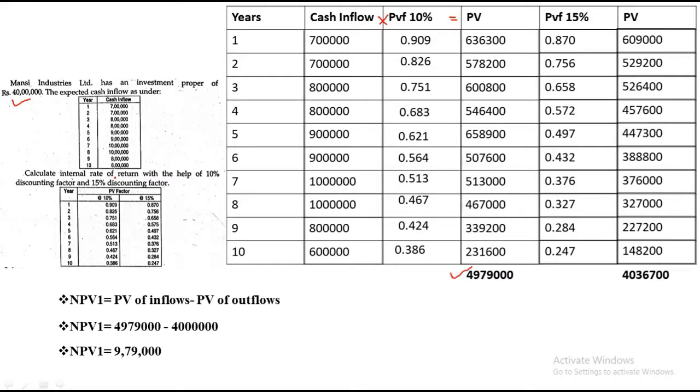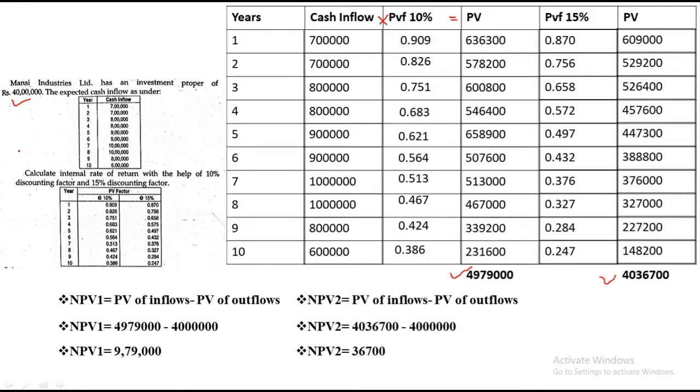Similarly, we'll have to find the second NPV for the second PV factor. The formula remains the same. We'll have the inflow, which is 40 lakh 36,700, and the outflow is again 40 lakhs. So when you subtract, our NPV2 will be 36,700. Now remember, in order to substitute the values into the formula, we need four amounts. We need the lower rate, which is 10, the higher rate, which is 15, and we need two NPVs. One is 9,79,000 and the other one is 36,700. So these are the four values that you require.